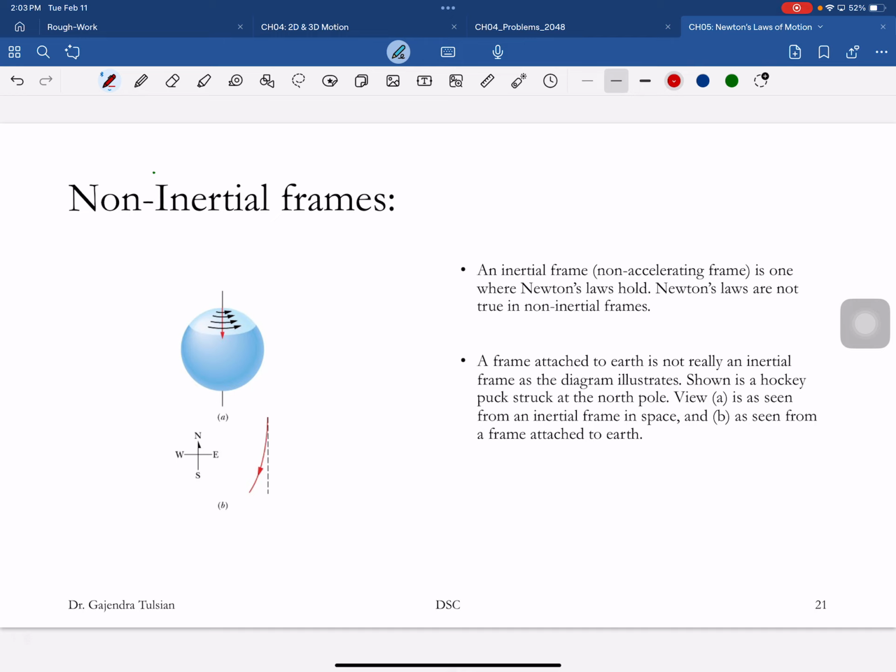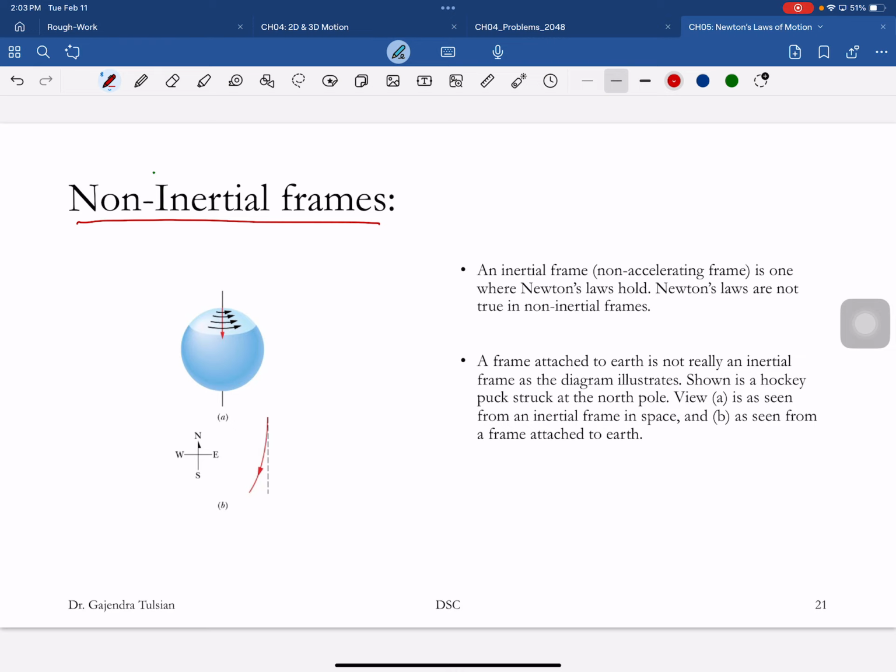All right, one last idea and then we'll be done with this chapter. We want to understand this idea of non-inertial frames. We learned Newton's three laws. What does the first law say? If there's no force on an object, its velocity is constant.